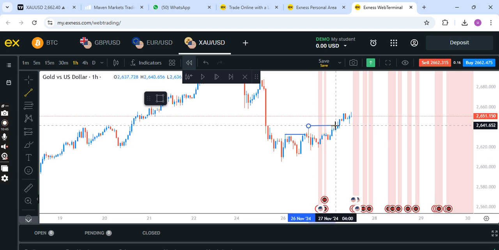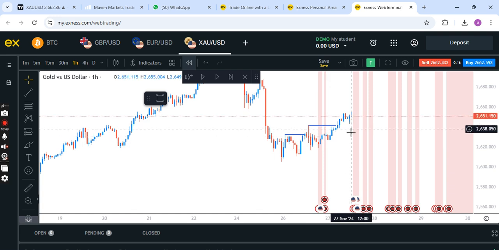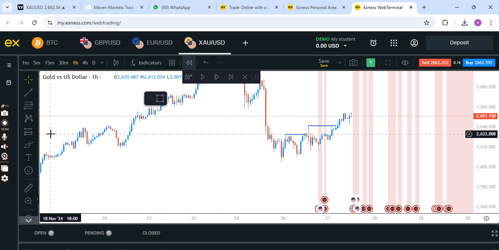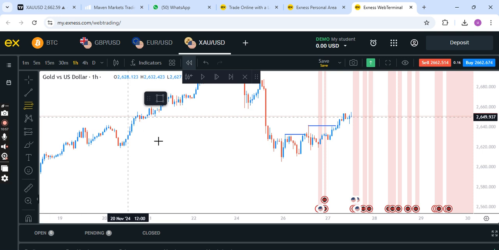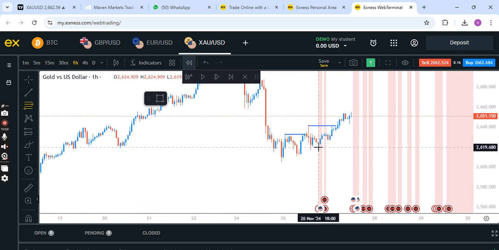This is a BOS. Now you see, as we had this BOS, we are now expecting price to pull back. So I will not be using this one because this is not my 78. And you know what I did? I plotted my fib from a very particular low to the very particular high.